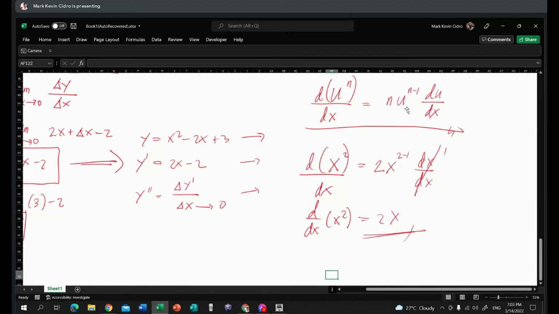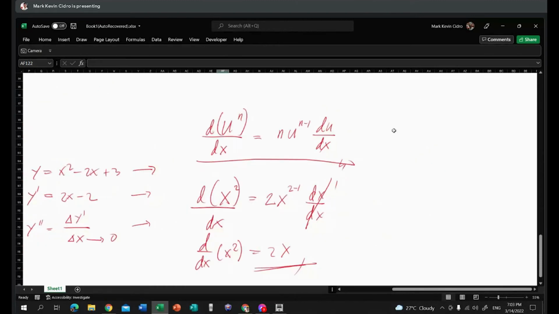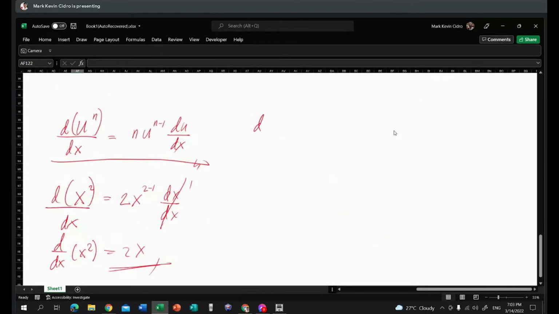Okay, the formula: u raised to n is equal to n u raised to n minus 1, derivative of u. Or in other books, it is written as d over dx of u raised to n is equal to n u raised to n minus 1, derivative of u. This is the first formula that I introduced to you, provided that your n is not equal to 1. Your n should not be equal to 1.